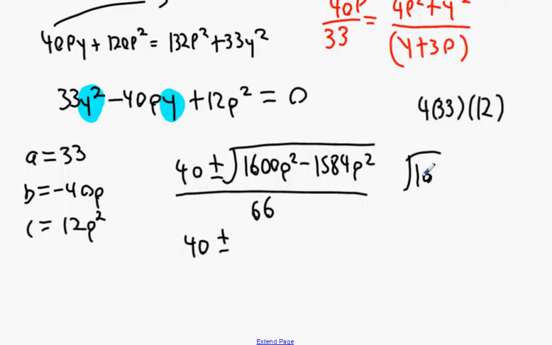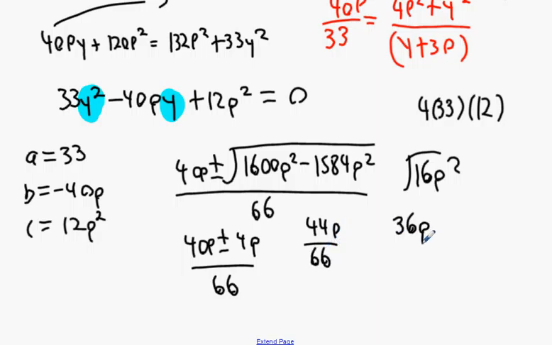Which means we could have got factors for it. All over, yeah, and that's still 40p. Just be careful of that. Minus 4p all over 66. So it's either 44p over 66, or the other one, 36p over 66. Your two answers in question are 6p over 11 or 2p over 3. There you go. Are we happy enough with that?